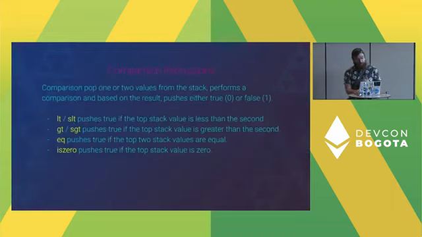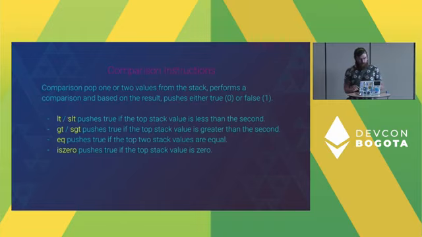So next up, we have comparison instructions. So what this will do is pop 1 or 2 values from the stack, perform a comparison, and then based on the result, it'll either return true or false. If it pushes true, it's going to be 1. If it pushes false, it's going to be 0.